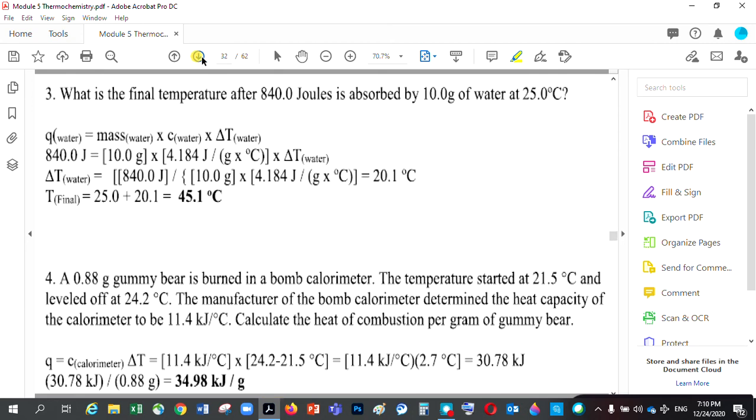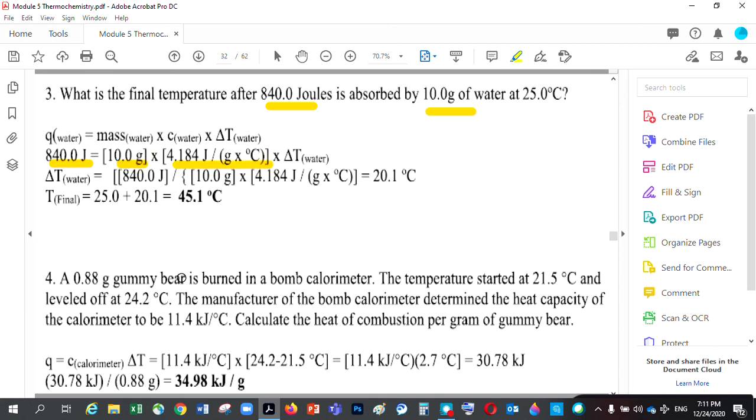So let's go further here. What is the final temperature after 840 joules is absorbed by 100 grams of H2O at 25 degrees Celsius? Well, we have to put all this together here. Q of H2O equals mass multiplied by specific heat of H2O multiplied by delta T of H2O. We have the Q here, the amount of energy absorbed, and the mass of H2O is here.